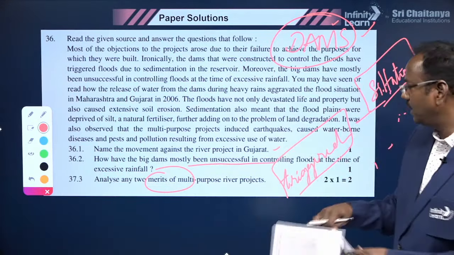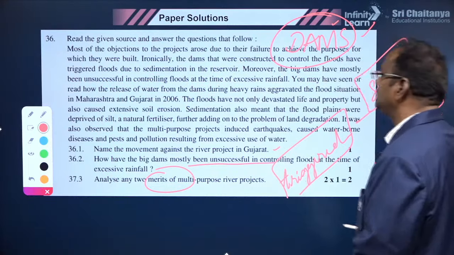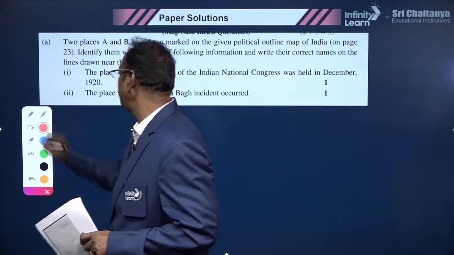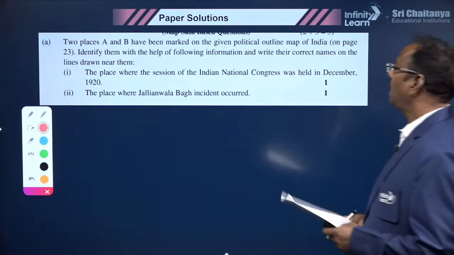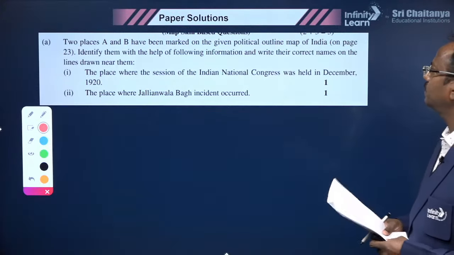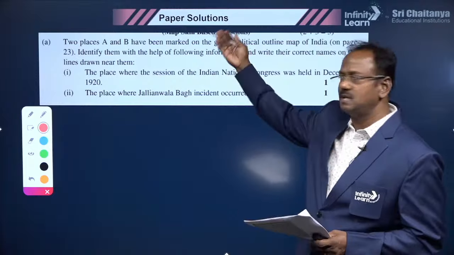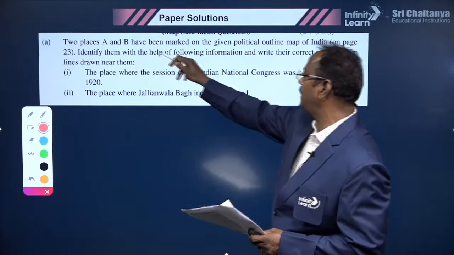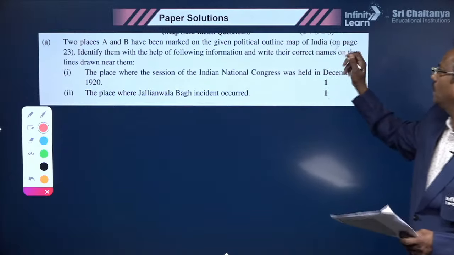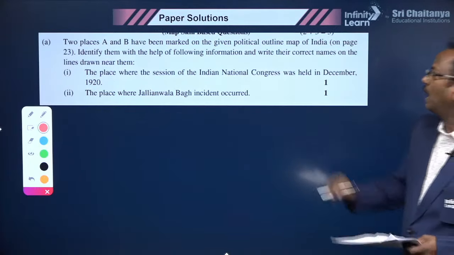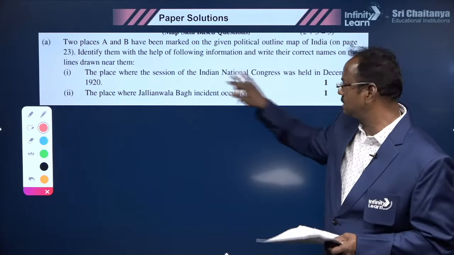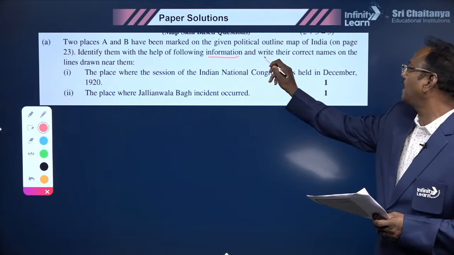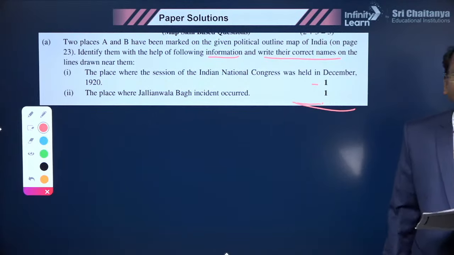And the last and final, we have come to question number 37. This is also very important, question number 37. We have the mapping question. In the first level of mapping, two places A, B are marked on the given political outline map of India. Using the information given, write their correct names on the lines drawn.